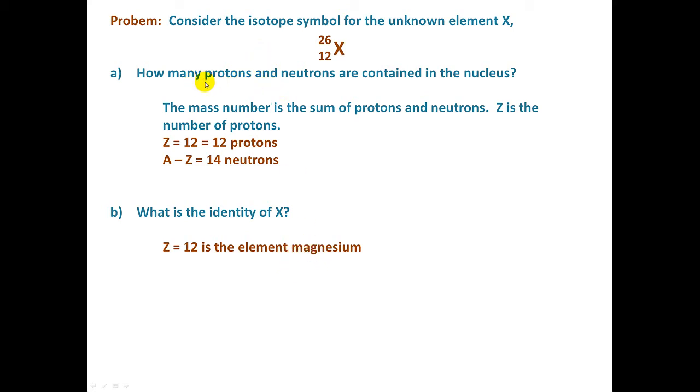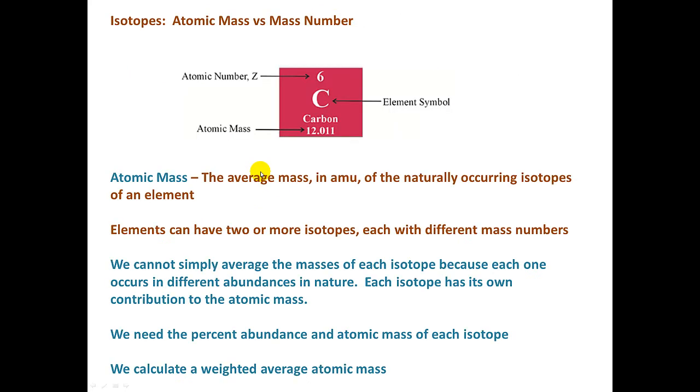So now in part A, I'm being asked how many protons and neutrons are contained in the nucleus of this isotope. Well, I know from Z that there are 12 protons, and the mass number tells me that the sum of the protons and neutrons is equal to 26. So if I subtract Z from A, the mass number, I get 14 neutrons.